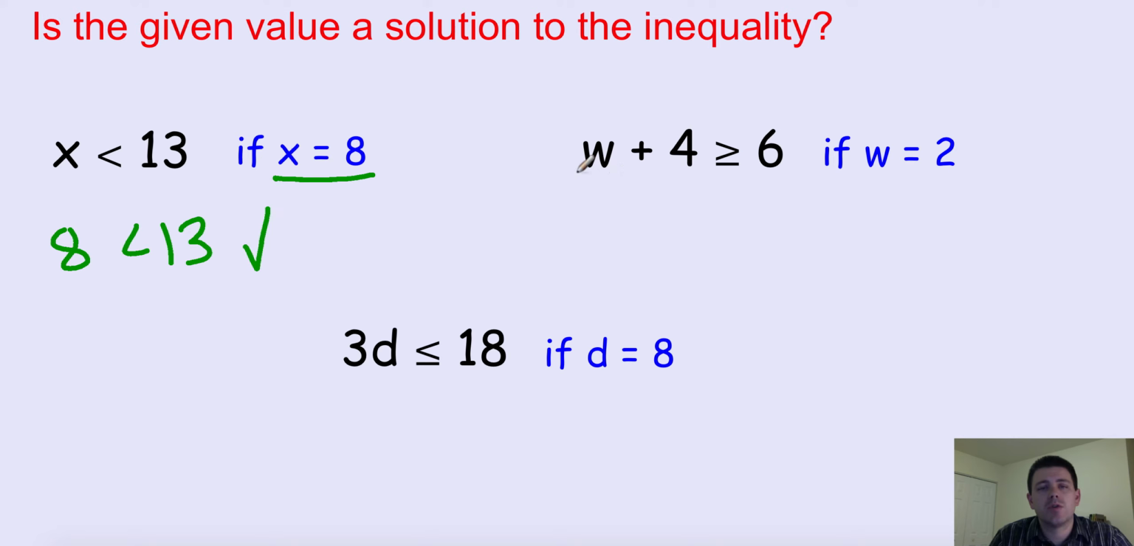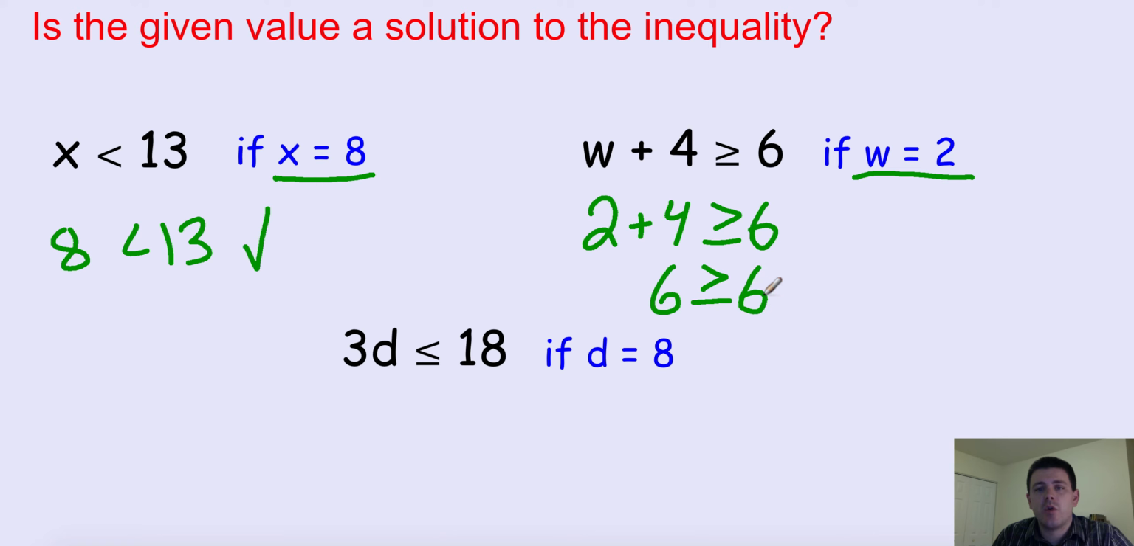Here, w plus 4. So some number plus 4 has to be greater than or equal to 6. Remember, it opens up towards the side where it's supposed to be larger. So w plus 4 needs to be greater than 6 or equal to. We want to see, would it work if I put in a 2 for w? So I rewrite it with 2 in place of my w. So 2 plus 4. Well, 2 plus 4 is 6. Is 6 greater than or equal to 6? All right. In this case, that is true. It's not greater than, but it is equal to. It just has to be one or the other. 6 is greater than or equal to 6. So we'd say yes.